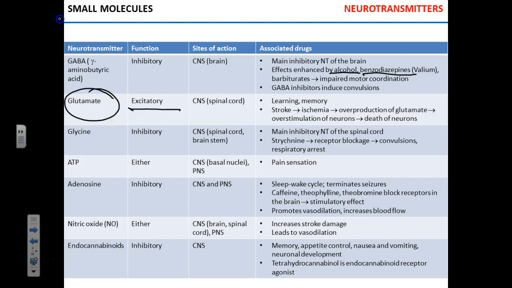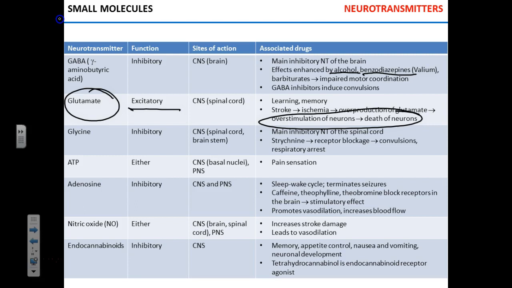Glutamate is the excitatory neurotransmitter. Important in learning and memory, but an interesting feature of glutamate is that it kills neurons in stroke. When there is an ischemic stroke, the lack of blood flow to a certain area of the brain, neurons that are deprived of oxygen and are in the state of ischemia or hypoxia, whatever you want to call it, start to produce a lot of glutamate biochemically, and glutamate overstimulates neurons, which leads to their death.